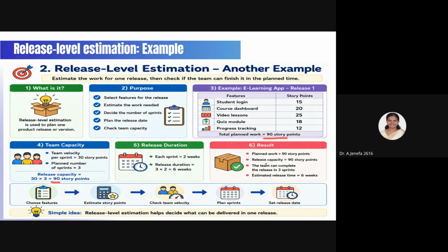Release capacity is 90 points, planned work is 90 points. This team can complete the release in 3 sprints. The estimated release time is, sorry, not 3 weeks, it is actually 6 weeks, 3 into 2, because we are taking 3 sprints and each sprint takes 2 weeks. So the estimated release time is 6 weeks, that is within 1.5 months. We can publish the first version of the e-learning app. So this is an example of release level estimation.